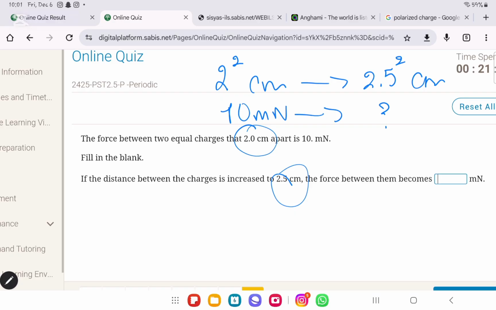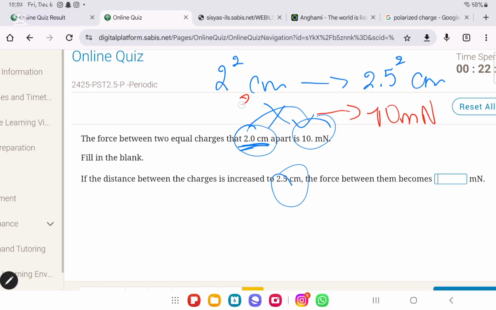But actually, if you do it like this, you are gonna get it incorrect. So don't make it a relation. Why? Because the distance and the force are inversely proportional. So what you can do is flip it. What do you mean by flip it? Instead of putting the 10 micronewton here, you put it on the opposite side. So now 10 micronewton, and then question mark.